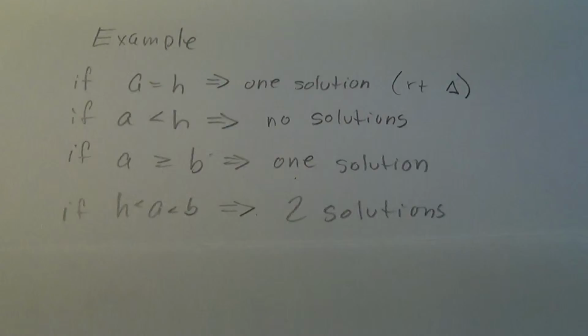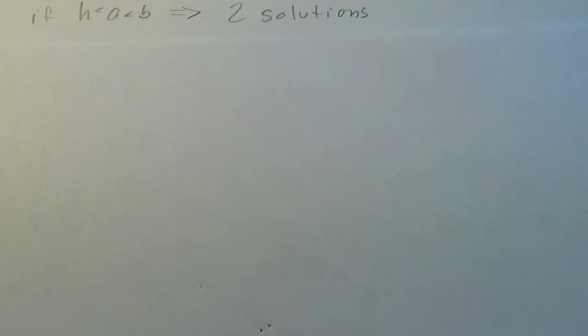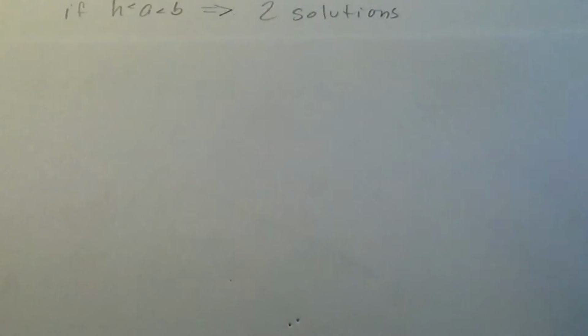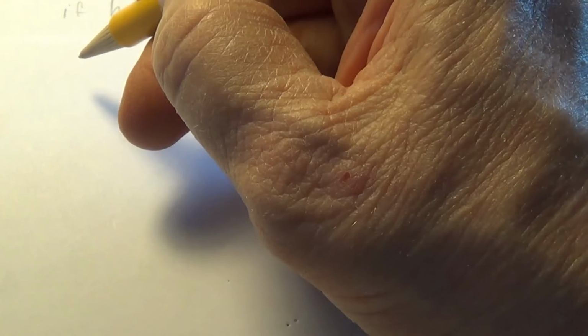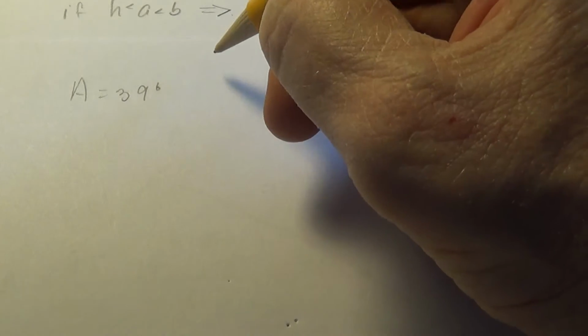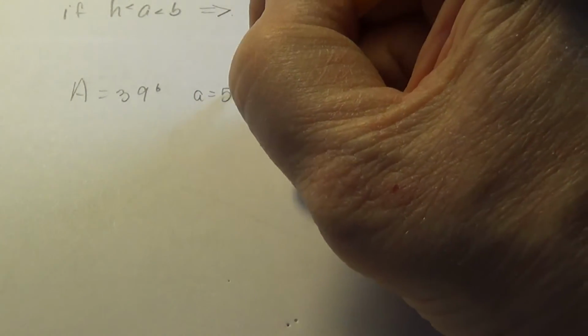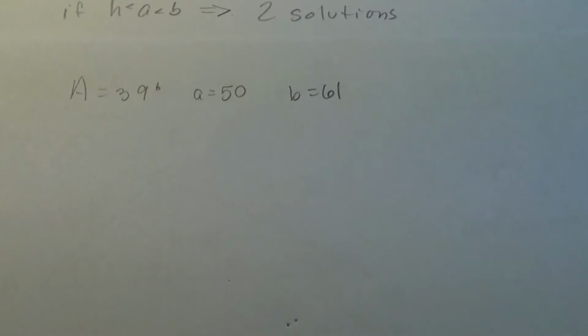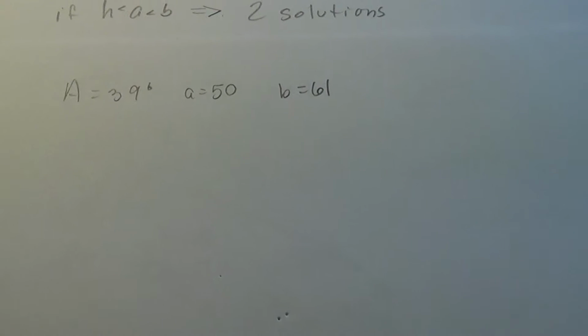I'd like to keep these visible, so maybe I can just cover them. There's my example solutions, and I want to know which one of these we are going to have with this problem. So we have angle A equals 39 degrees, side A equals 50, and side B equals 61. First give yourself a sketch of it, and we'll see which of the scenarios we have.